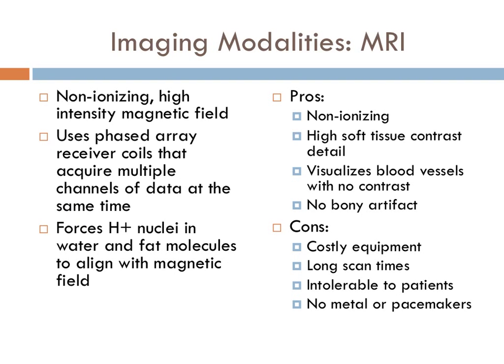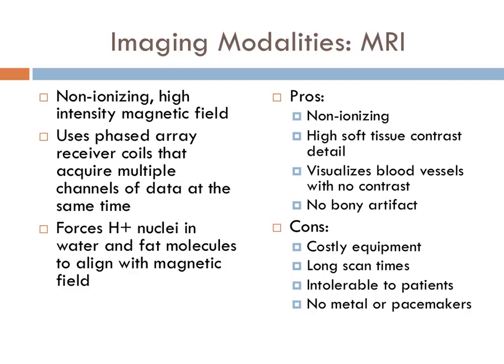Moving on to another modality, MRI. MRI is the first non-ionizing modality we're going to talk about. It uses a high-intensity magnetic field, and it utilizes gradient coils that turn radio frequency pulses on and off throughout the imaging process. MRI uses phased array receiver coils that acquire multiple channels of data at the same time.